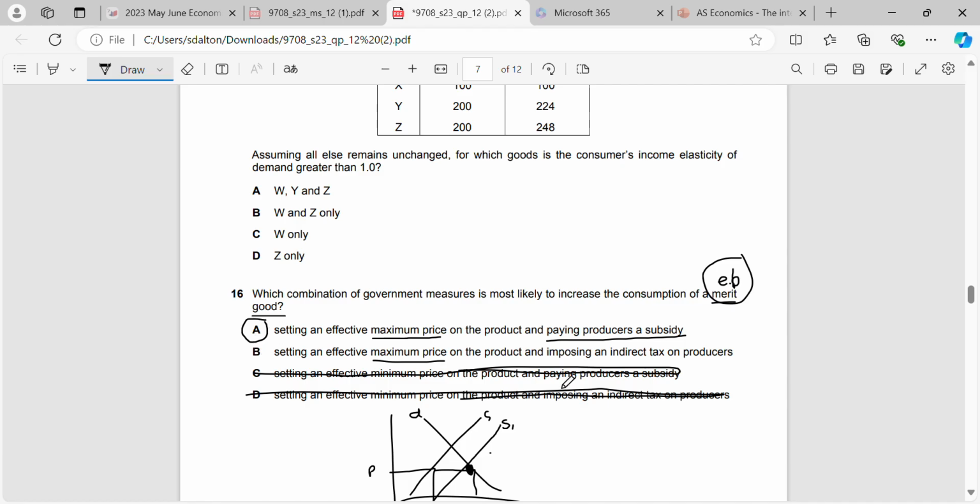If we impose an indirect tax, all that's going to do is create an even greater level of excess demand, because it would shift the supply curve to the left, which is not what we want to do. We want to encourage consumption and production. We don't want to discourage consumption and production for a merit good.